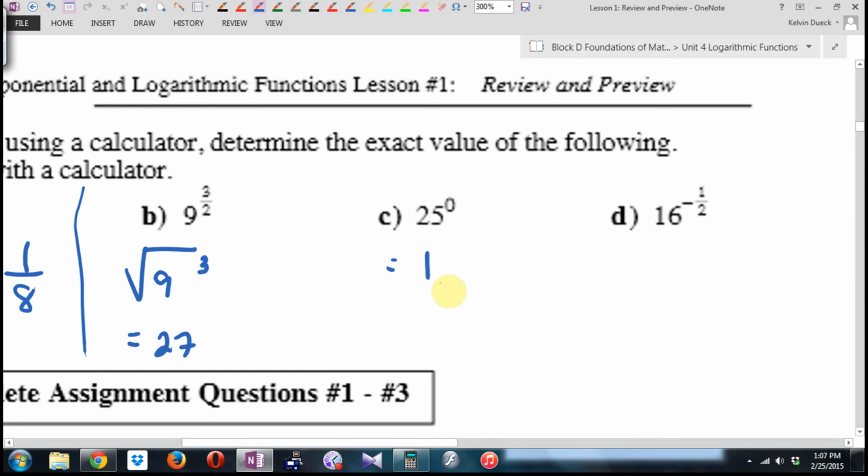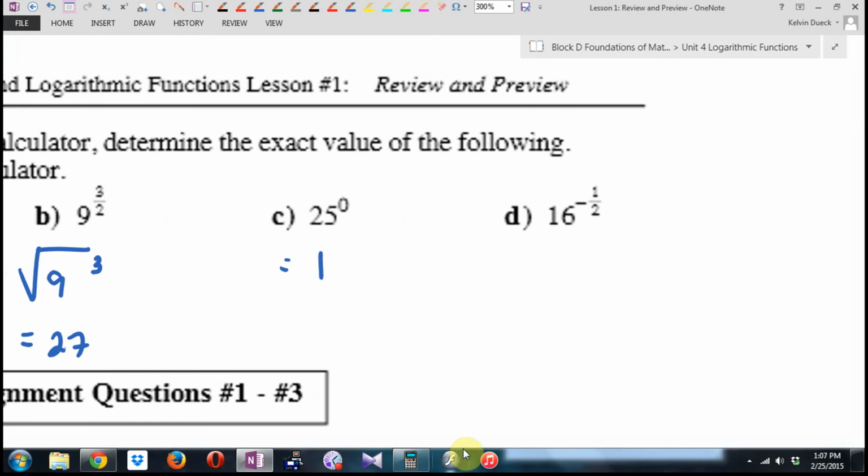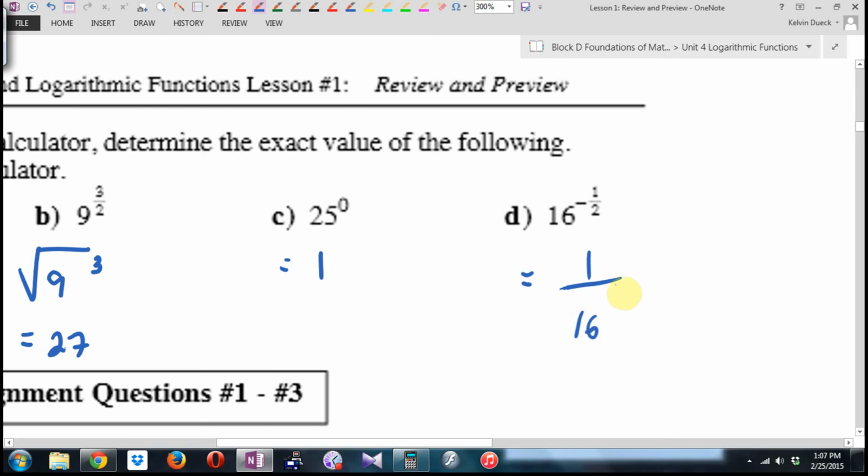Let's put it all together. 16 to the negative 1/2. That's the same as 1 over, which is the same as, oh, you know what? I'm not going to rewrite it. I said it was worth knowing interchangeably that 1/2 as an exponent is the same as doing what? This is 1 over the square root of 16.